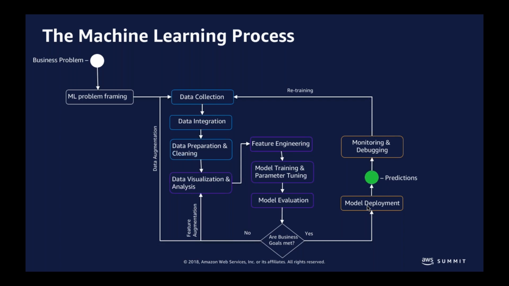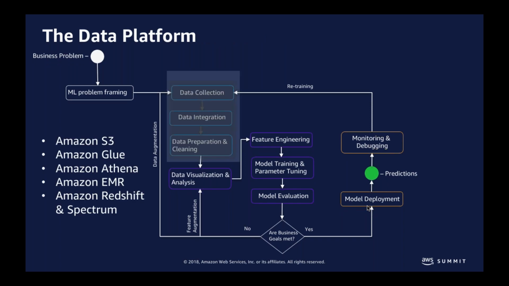So let's break this into two things. The first part is the data part. In this part, SageMaker by itself doesn't really help you, but there are various services from AWS which can help you in this data part. We have S3, which is our object storage, Glue, which can do your ETL process, completely serverless ETL. Athena, and EMR, which is our managed Hadoop service. All these services together help you in collecting and cleaning the data.